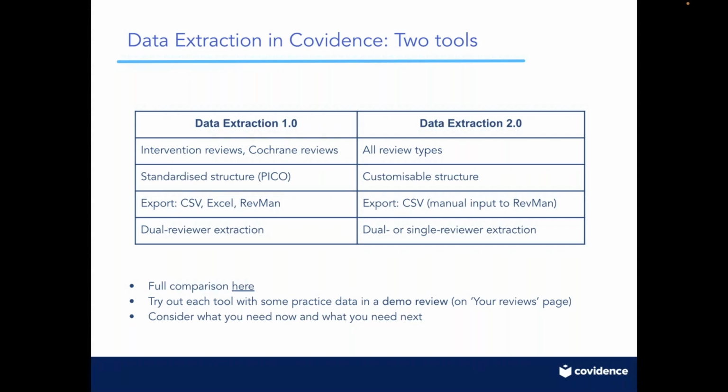It's really important to consider what you need now and what you're going to need next. So what you need now, how do you want your form to look? How do you want it to be structured? And what do you need next? What sort of an export do you need? Where are you planning to take this information after you have downloaded it from Covidence? So things to have a think about. So as I said, the main difference between data extraction 1 and data extraction 2 is how the form is structured, and we're going to look at that now.